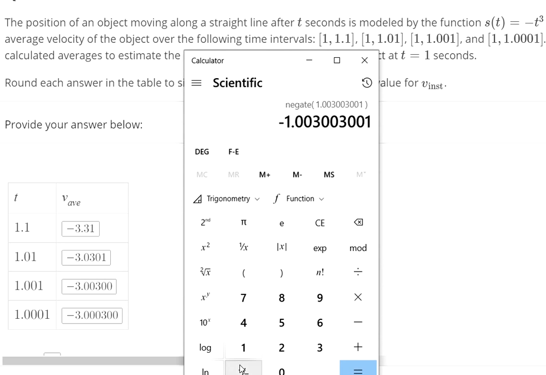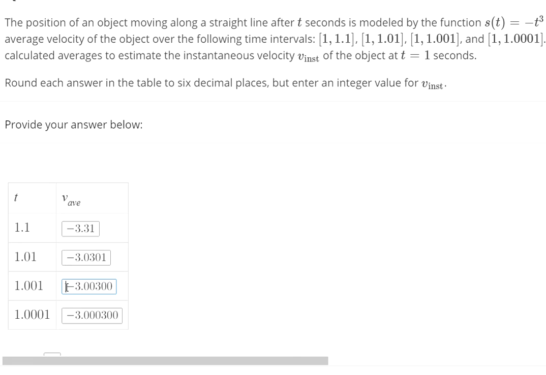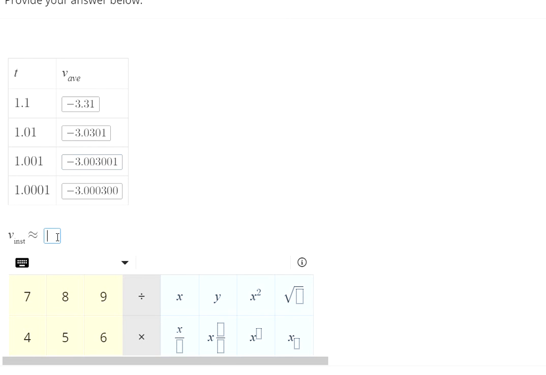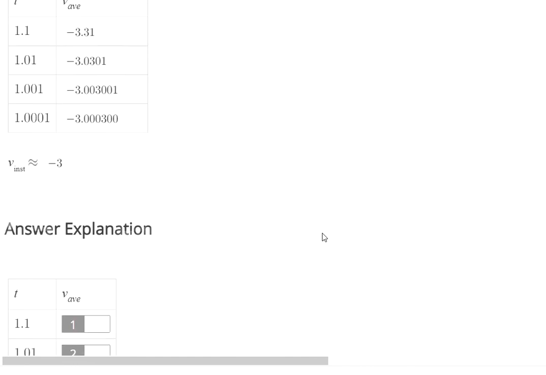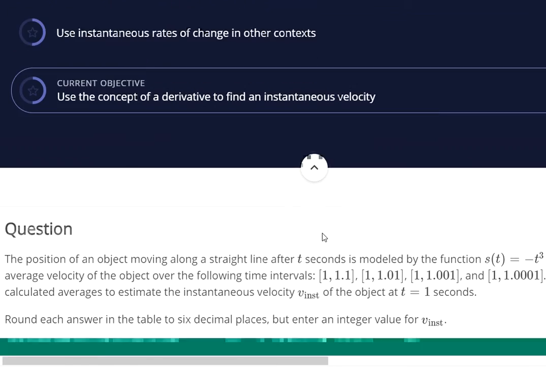Because my heart is going to be broken if I get this wrong and I have to do it again. Oh, it already had 6 decimals. Okay. Okay, so it looks like the slope is getting infinitely close to negative 3. Man, I hope I didn't type anything wrong. Okay, phew. When there's a table, it takes a while.